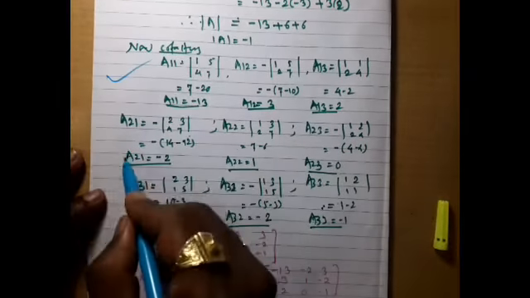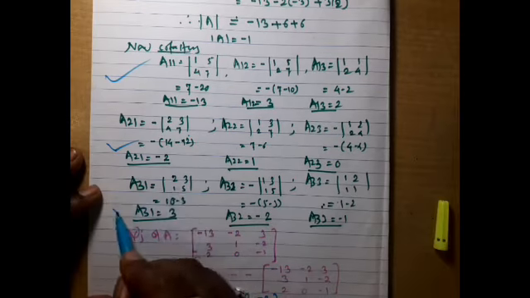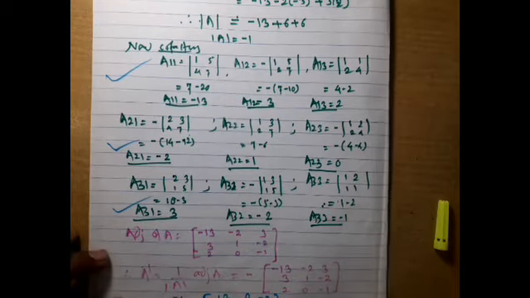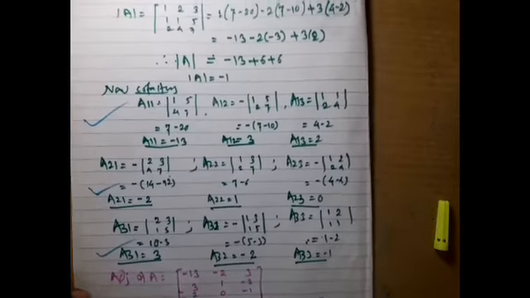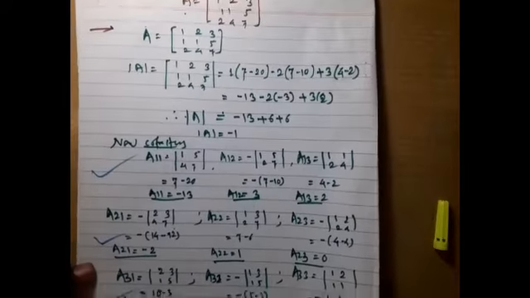So these three steps are the important ones. So this adjoint method is always superior to elementary transformation.